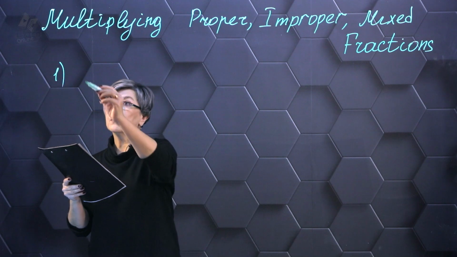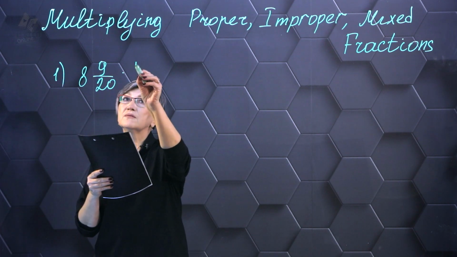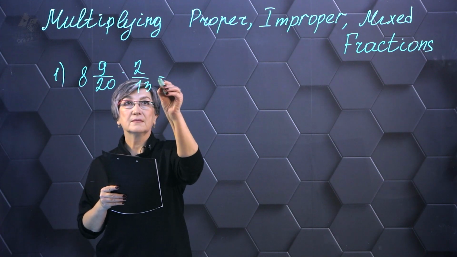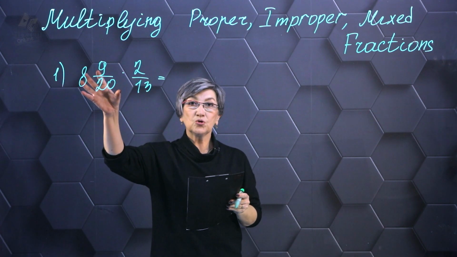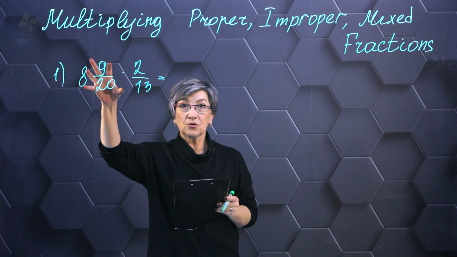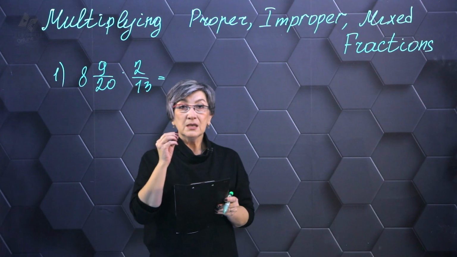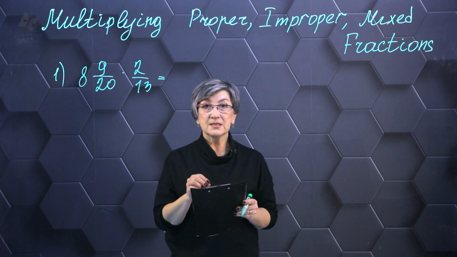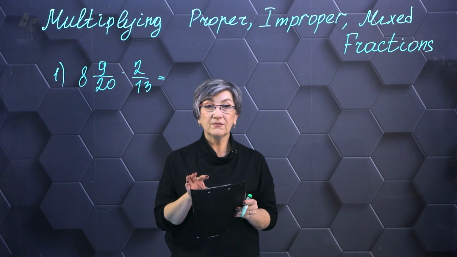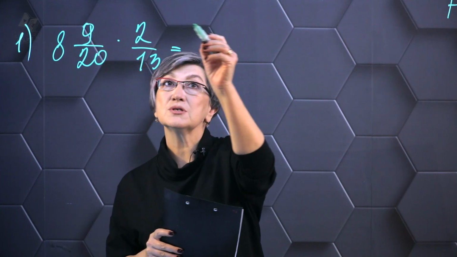Example 1. 8 9/20 times 2/13. The first number is a mixed number. That is, it is a mixed fraction. In order to multiply, we must convert to an improper fraction. Remember, when you multiply or divide fractional numbers, you always need to convert to an improper fraction. So 8 9/20. 8 times 20 would be 160, plus 9 would be 169/20.